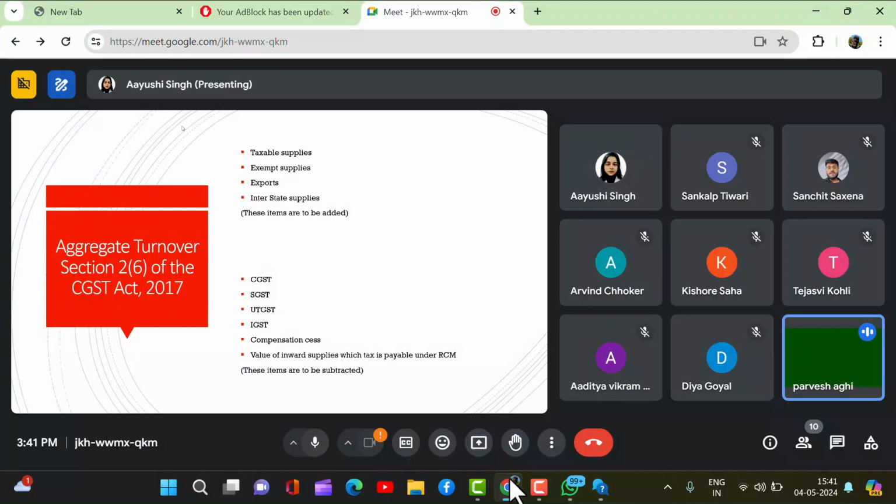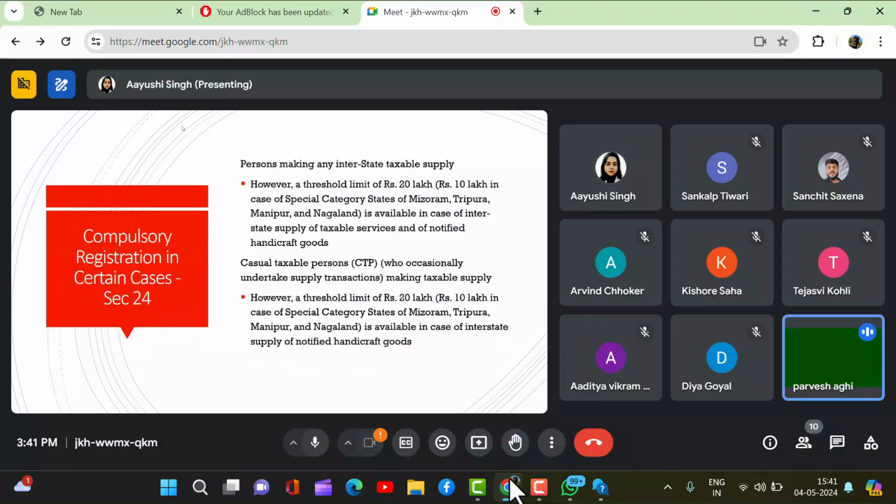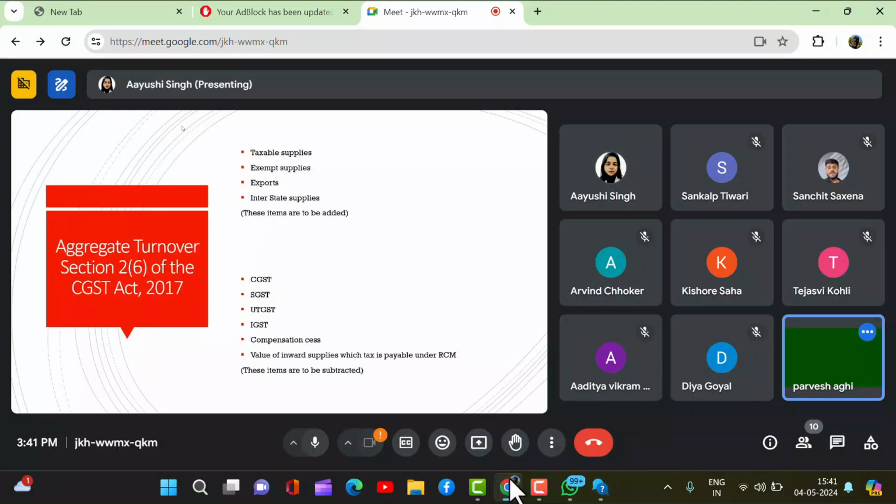If you have to sum up, this is your last slide. Then I think Sanchit needs to come back now. So what does it mean? Just explain it in layman's language. What does aggregate turnover mean for a person? What is its significance?